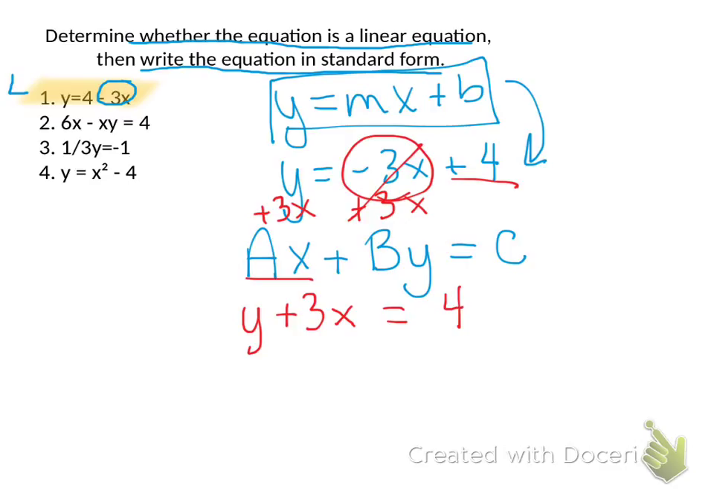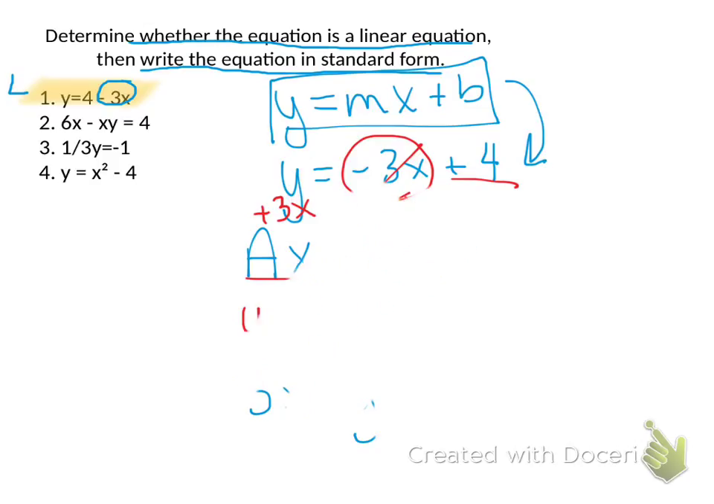Now, is this ax plus by equals c? Not quite. We need to do a little bit of shifting here, and because of the commutative property, we can simply move the side. So this becomes 3x plus y equals 4. Now it's truly in standard form. Alright, so that guy, number 1, was linear. Let's move on to number 2. I'm going to go ahead and erase all of this really quick.